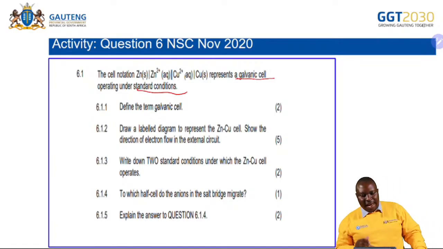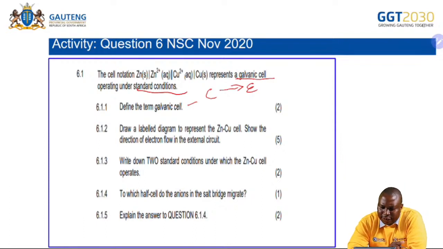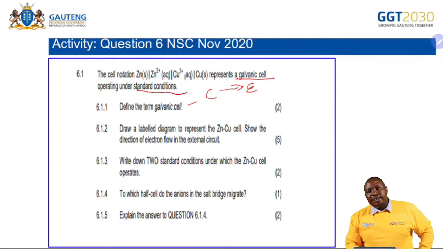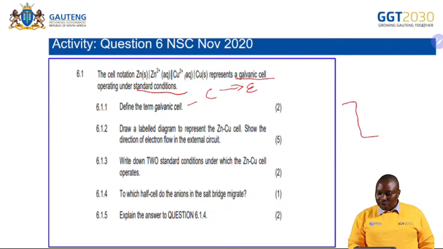They said define the term galvanic cell. Remember, in my tips, I said to you the first thing: energy conversion. So when you are defining, just tell us about energy conversion: in a galvanic cell, chemical energy is converted to electrical energy. Then draw a labeled diagram to represent a zinc copper cell. This question was supposed to be simple, but our learners lost marks. Remember when I started, I told you that when you're drawing, you will draw the 2 beakers.